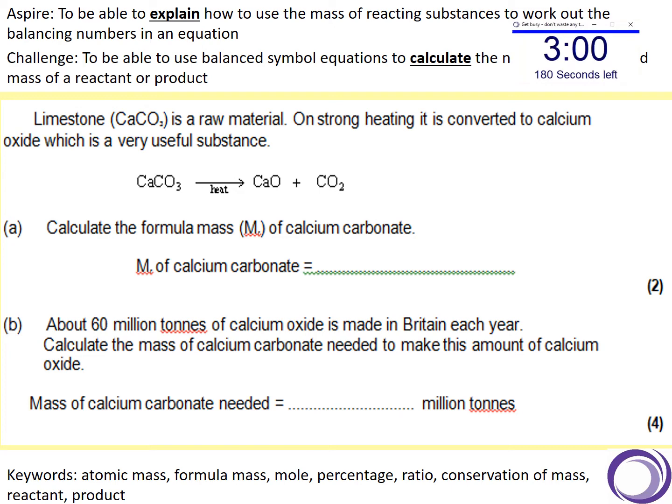So limestone, CaCO3, is a raw material. On strong heating, it's converted to calcium oxide, which is a useful substance. And we have the equation there, and it's a balanced equation. So the first easy 2 marks is simply to work out the molecular mass of your calcium carbonate. And then it tells you that about 60 million tonnes of calcium oxide is made in Britain each year. And it's asking you to calculate the mass of calcium carbonate needed to make this amount of calcium oxide.